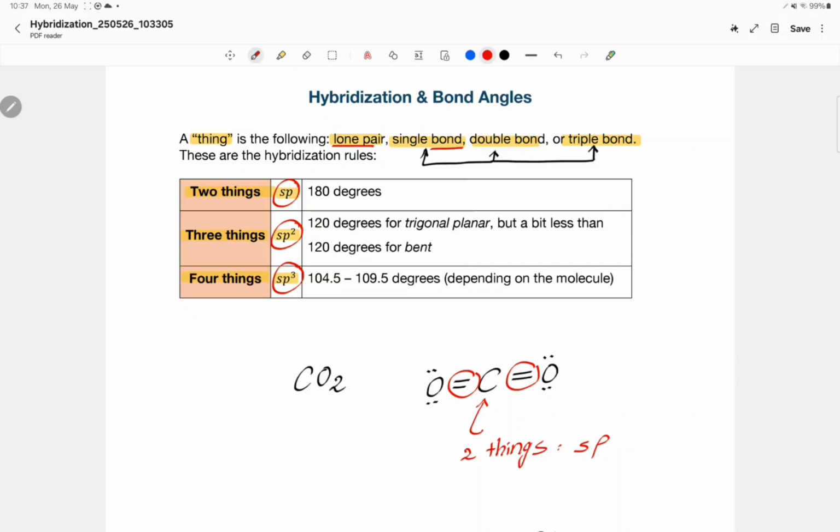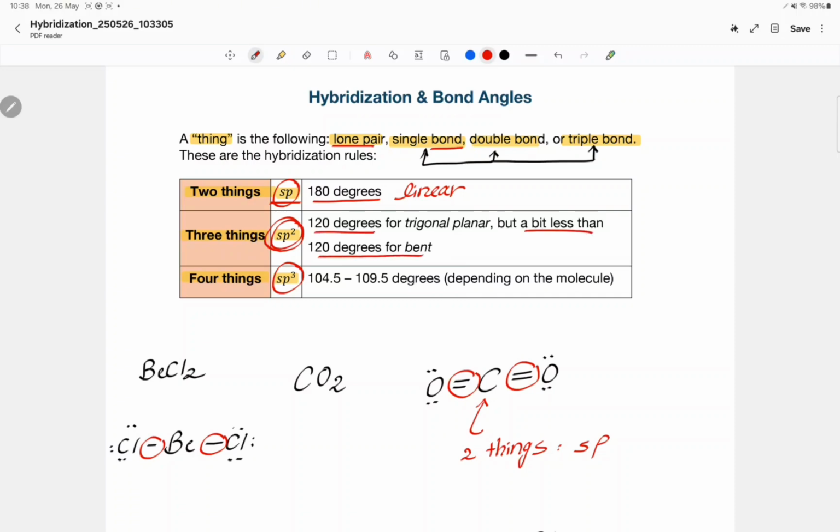The angle is going to be 180 degrees for linear geometry, which is basically things with an sp hybridization. So, CO2, we talked about. We can also talk about BeCl2, which would look like this, Be with two Cl's. Let's put the dots. And here we have two things, 1 and 2. That would be sp. So sp hybridization would be 180 degrees. sp2 could be either 120 or a bit less than 120.